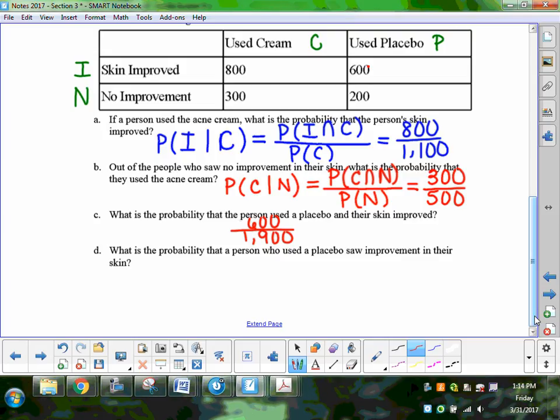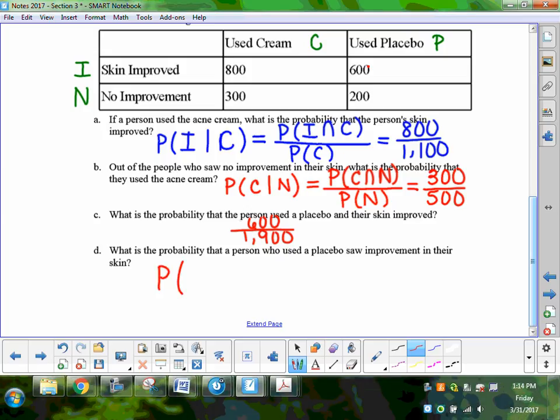We got two people. What do you want to say? You say what? It's no what? No. I would say that it is. We say it's conditional because of looking at what's being said. Does something first need to happen before the second thing happens, or are they happening together? What has to happen first? So it's going to be improvement given, right? Improvement given placebo.